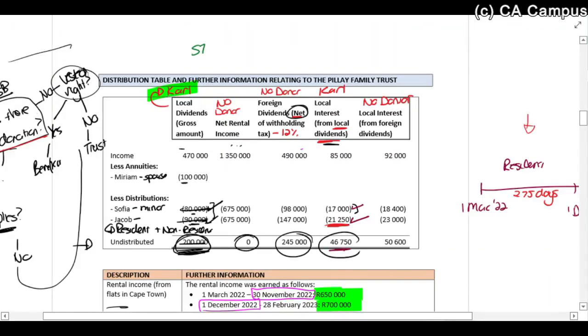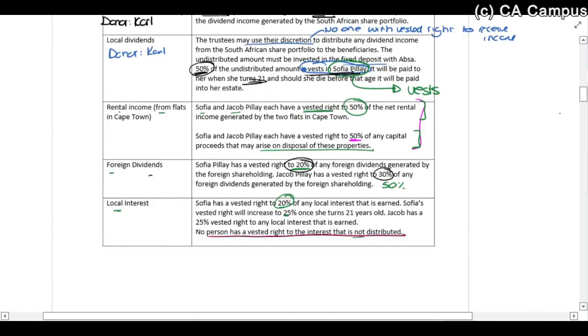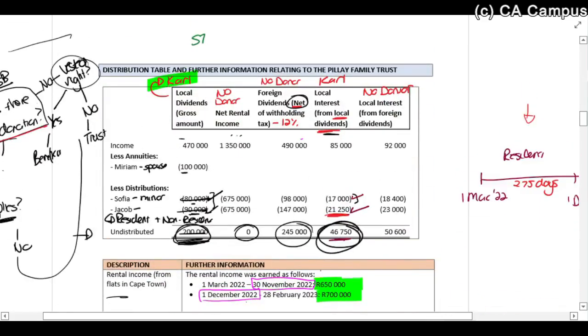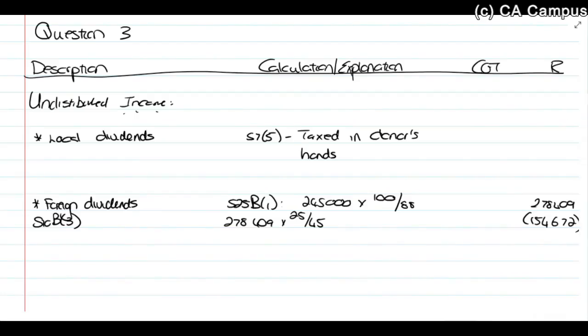Okay, next up is this local interest from local dividends. They say Sophia's vested right to 20% of the amount. Sophia's vested right will increase to 25%. No person has a vested right to the income that is not distributed. Right, so that is the local interest. This first one over here, remember it was taxed in Carl's hands. So I'm just going to make the comment here.